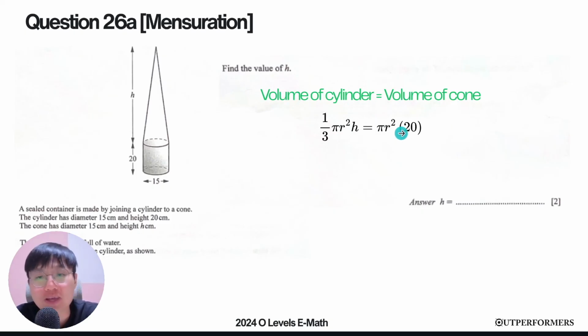So we have these two things right here, and both sides involves your pi r square, right? So that's when we can cancel them off, and in order to find h, we take 20 divided by 1/3 to get 60 cm here. Okay, so that's our answer for part A.